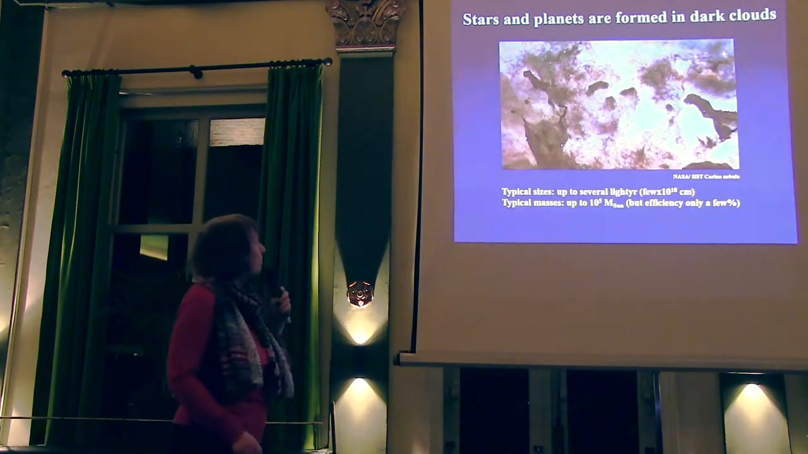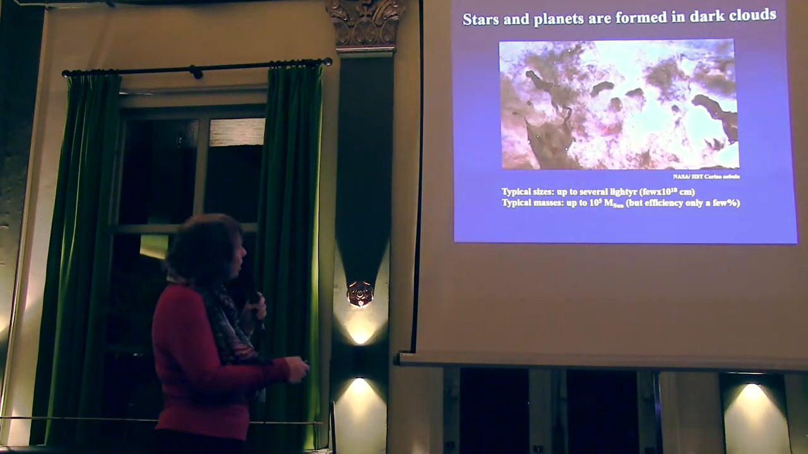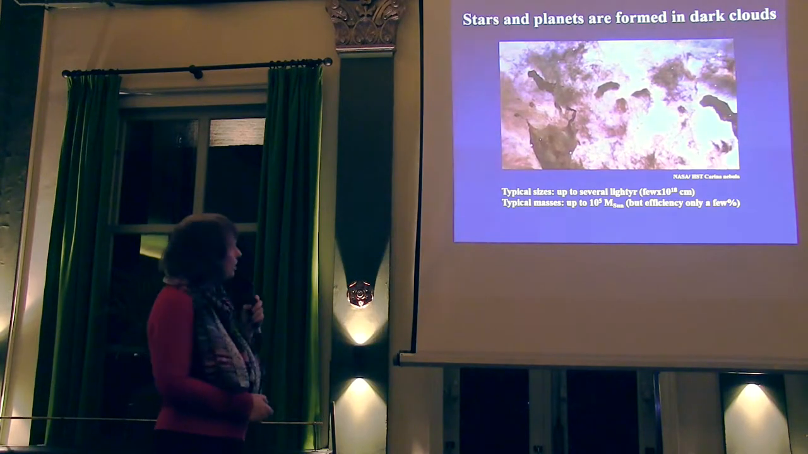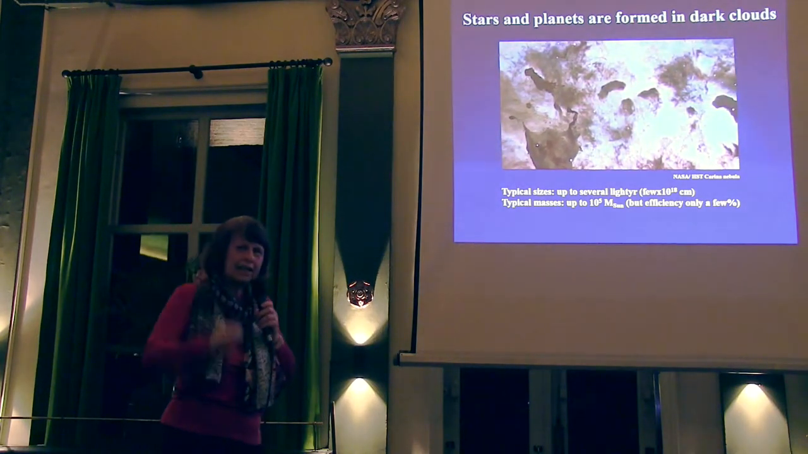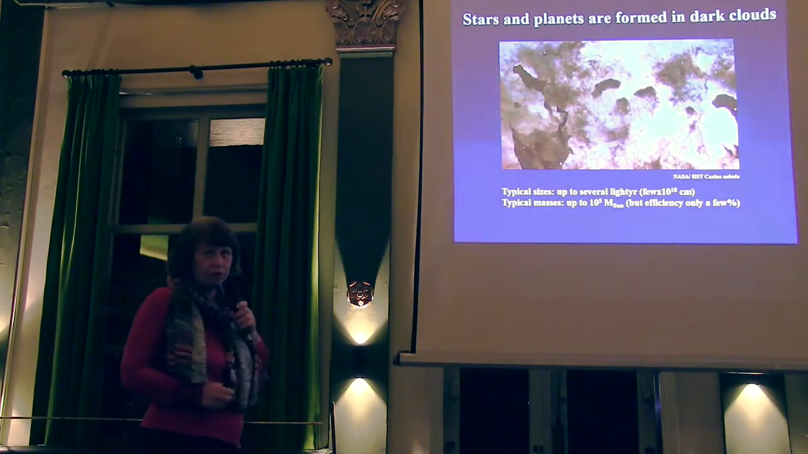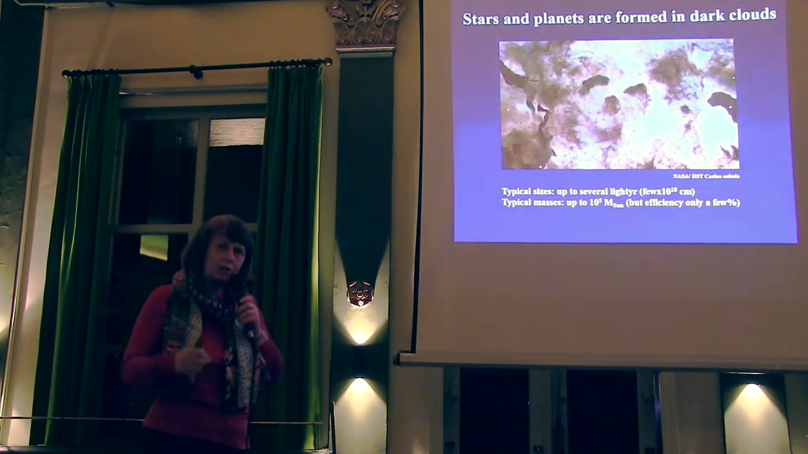So what we see here is actually these dark regions. This is the Carina Nebula. And they are so dark because they contain tiny, tiny particles of dust. So think a little bit like smoke.